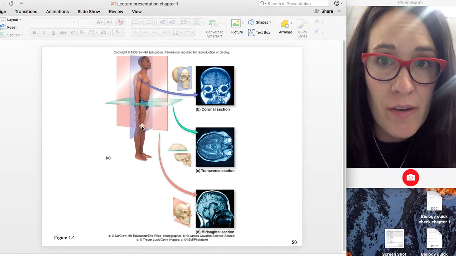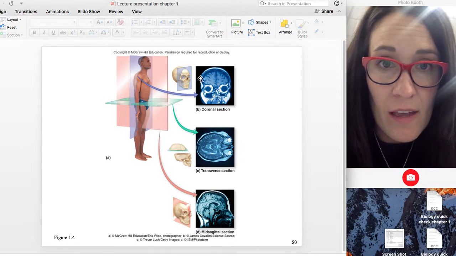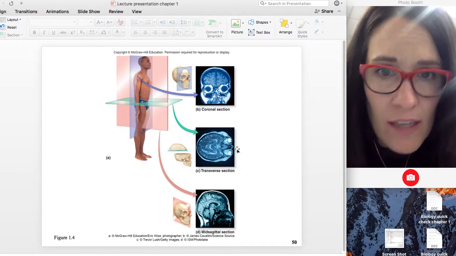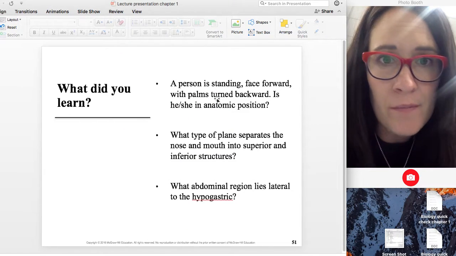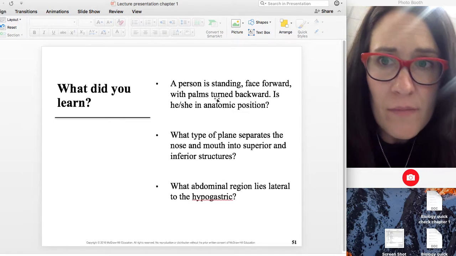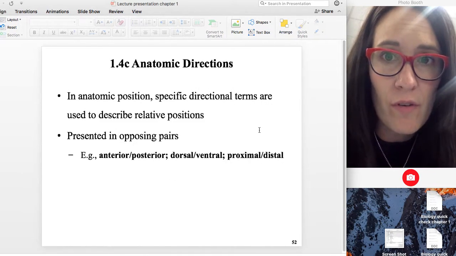More images showing this. This shows the 3 planes together, the 3 major planes, and the different views of the cranium, which is actually a really good thing to look at. And those are good review questions that are also in your textbook over section 1.4.